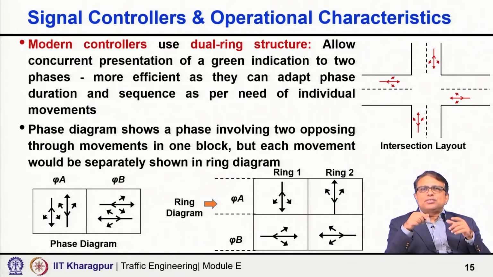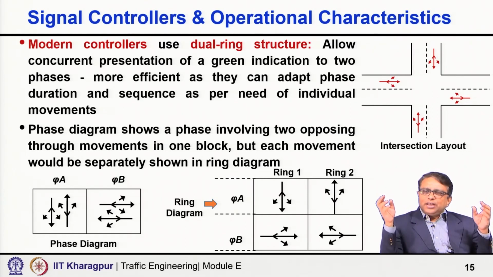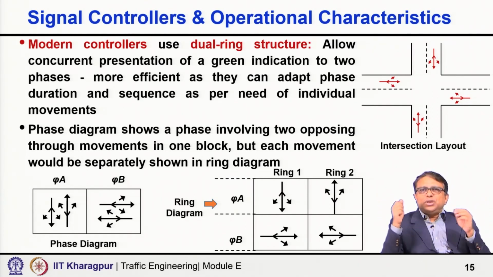In the second phase, north south is blocked. Vehicles approaching from east and west are allowed to move, again straight, left, and right are permitted turns. So, that is the two phase.